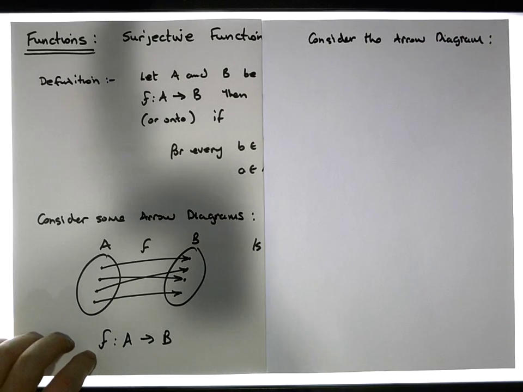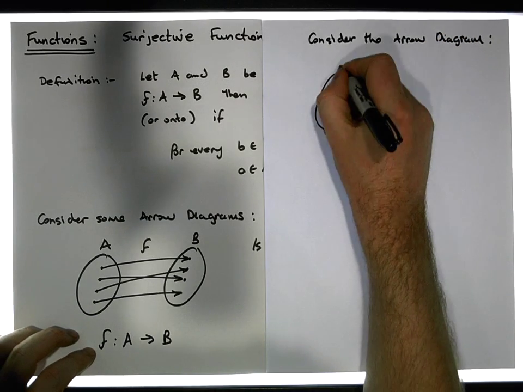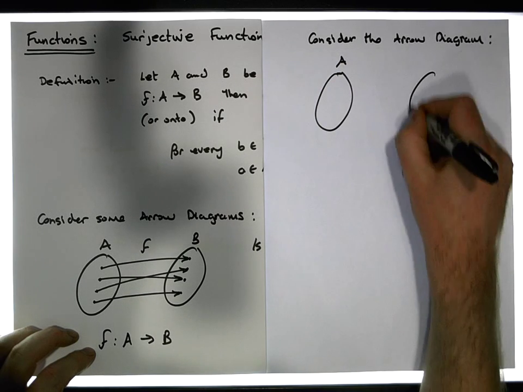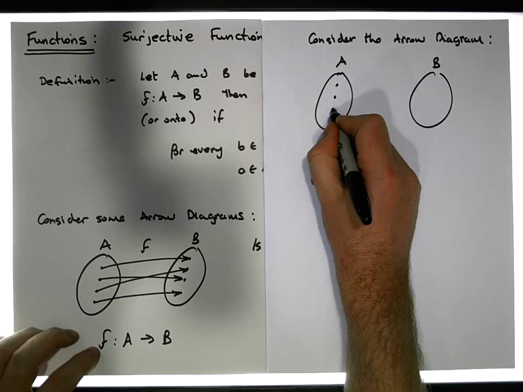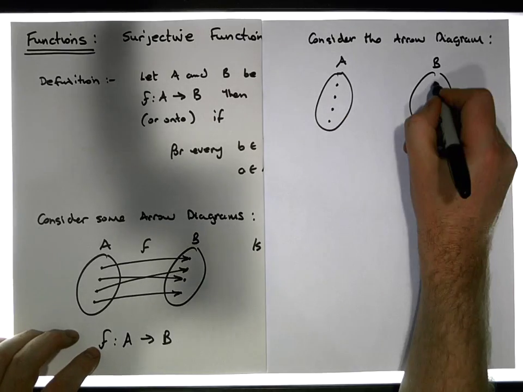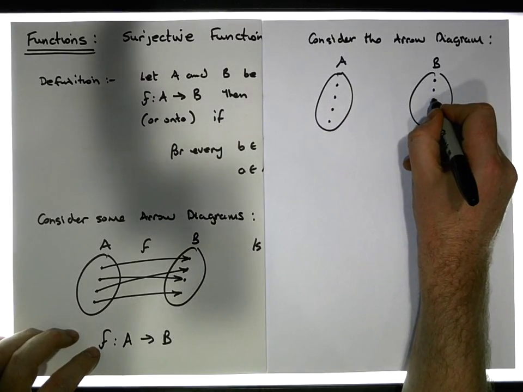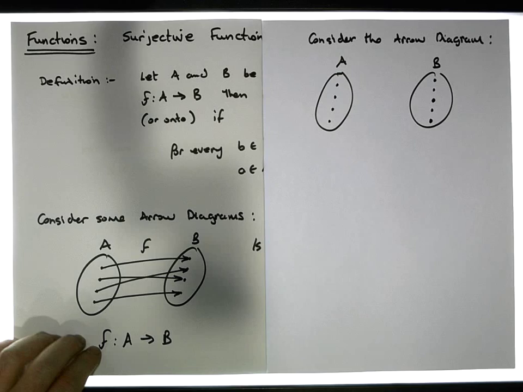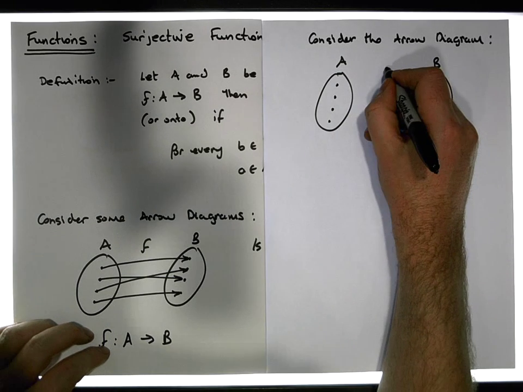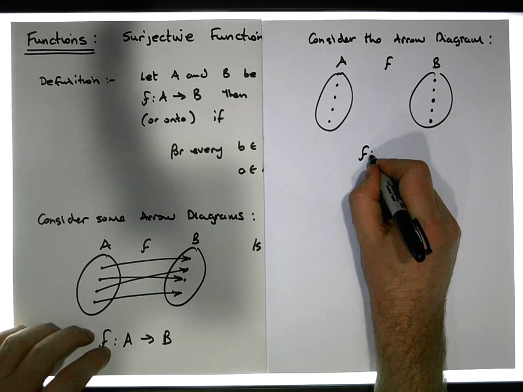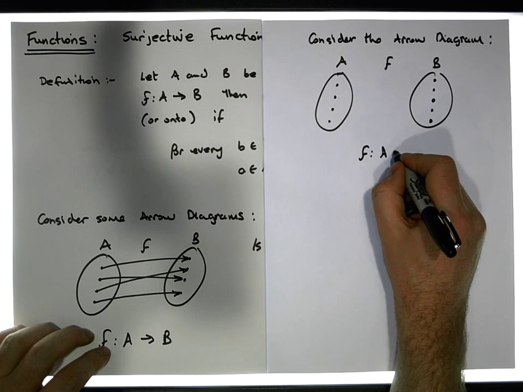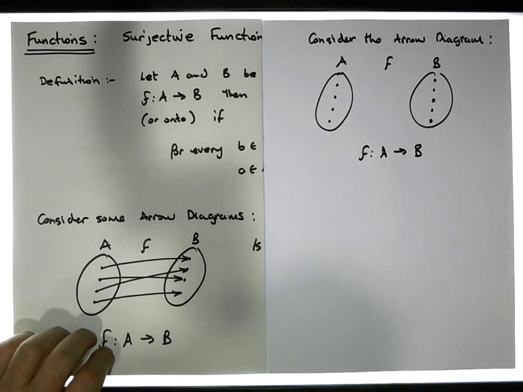So what I have is the set A and the set B. The set A contains 4 values, 1, 2, and so on, and the set B contains 1, 2, 3, 4, 5 values. And we know for this function, let's call it f, f is a mapping from the set A into the set B.